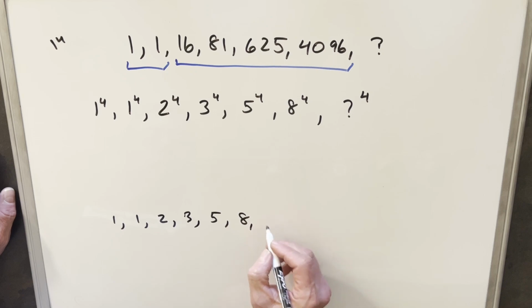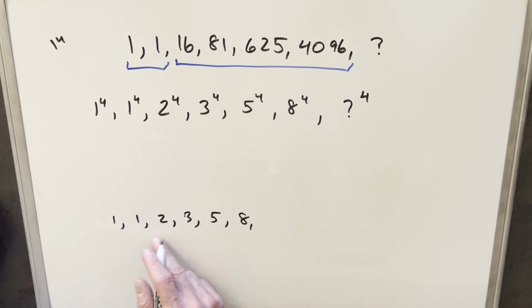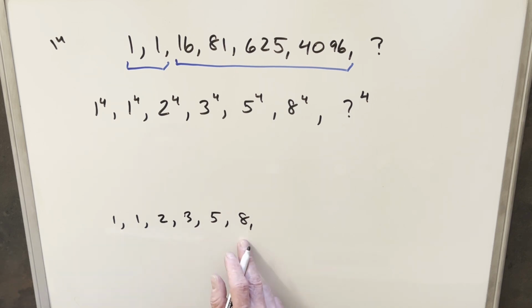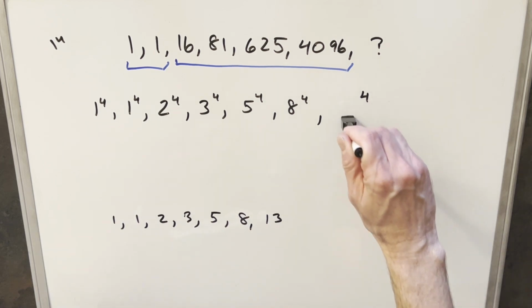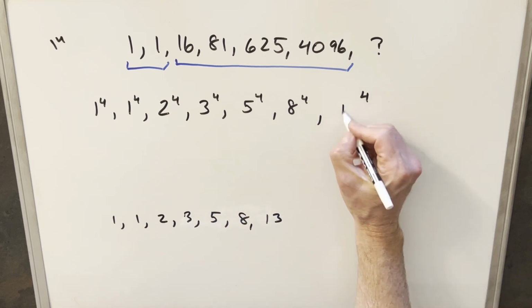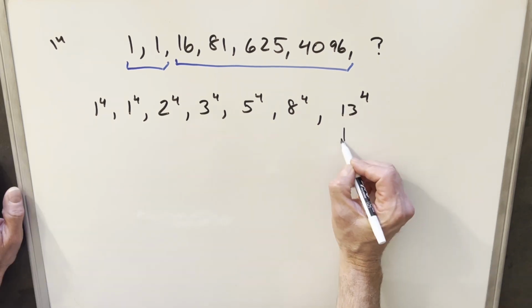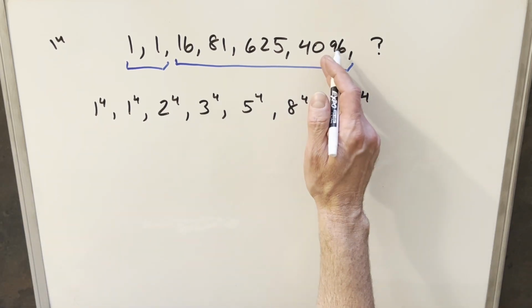Well, it turns out that this sequence where we're just adding the previous two numbers is the Fibonacci sequence. And so to get the next number in this series after 8, we just add the previous two numbers, 5 and 8, which gives me 13. So this will actually make sense if our next number is 13 to the 4th.